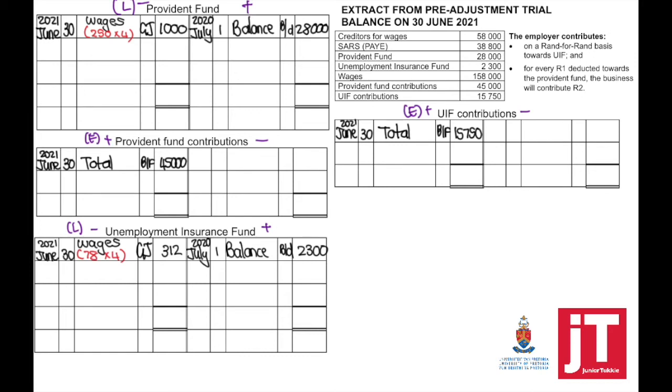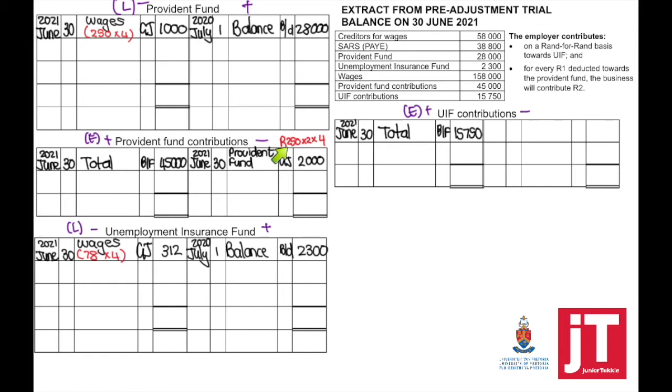Now it says that the employer contributes on a rand for rand basis towards the UIF, and for every 1 rand deducted towards the Provident Fund, the business will contribute 2 rand. So the contribution is an expense to us. Because we need to take it out, it means we need to credit it. So the Provident Fund contribution is going to be credited with 2,000.